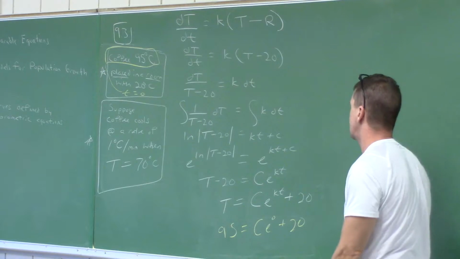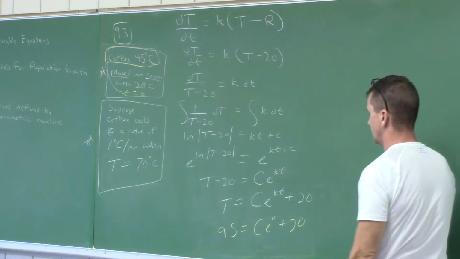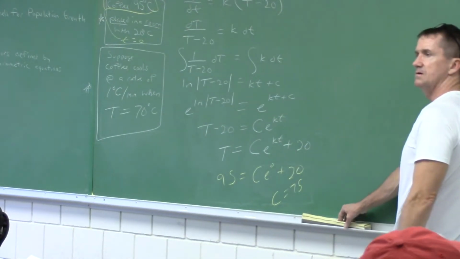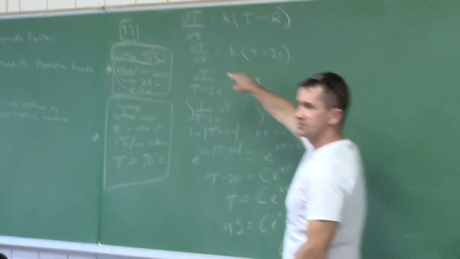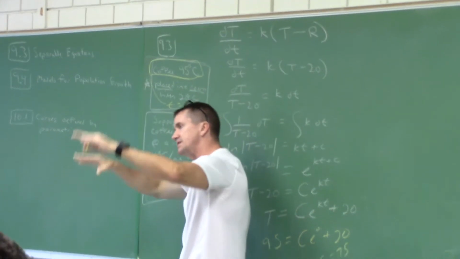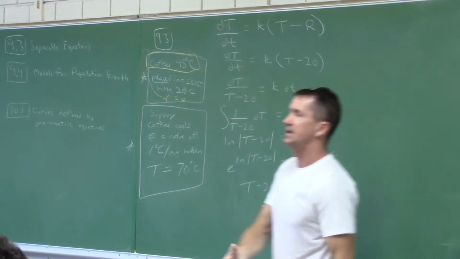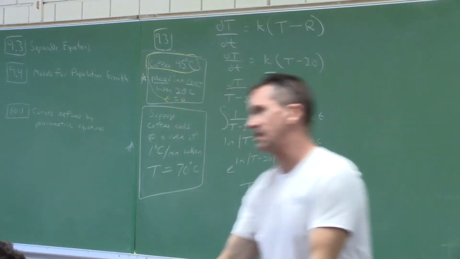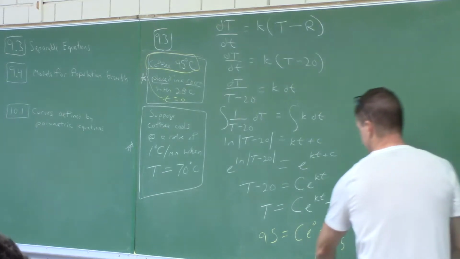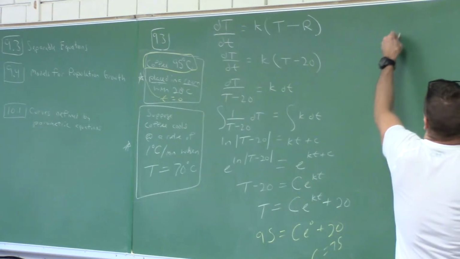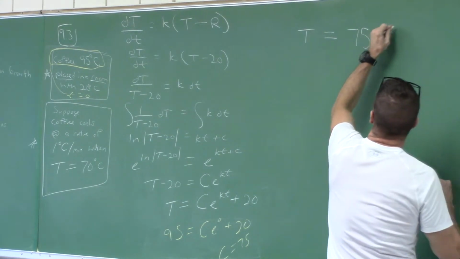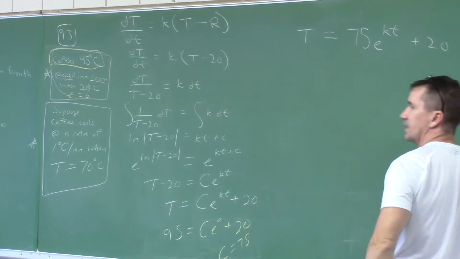We should be able to get C. What's C? 75. Andrew? So I do want to point out when this was mentioned that the coffee was 95 degrees Celsius placed in the room, we're saying time equals 0. It first hit that surrounding environment temperature and just kind of sat there. So I'm getting constant equal to 75. Well, let me rewrite this. What do we now have? T equals 75 e to the kt plus 20.